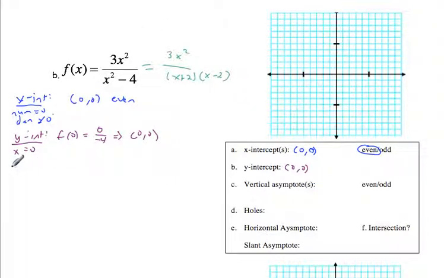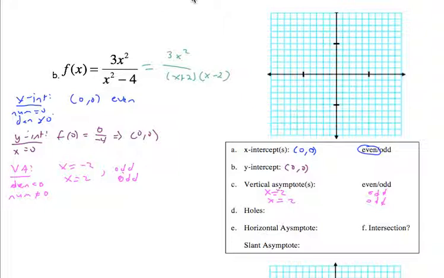Next thing we're going to look for is vertical asymptotes. So vertical asymptotes occur when the denominator is equal to 0, but the numerator is not equal to 0, or if they're both 0, then it's a factor that we cannot cancel out from the denominator. In this case, we're going to have two vertical asymptotes, one at x equals negative 2 and one at x equals 2. They both have odd multiplicity because those factors occur once in the denominator each. So x equals negative 2 and x equals 2, and they both have odd multiplicity.